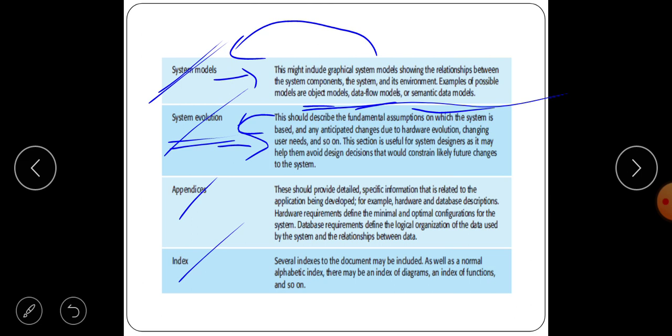This section is useful for system designers as it may help them avoid design decisions that would likely be invalidated by future change to the system. First, future changes, what are the changes needed, that will be present in this chapter.